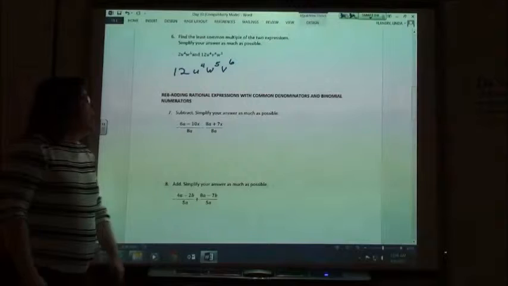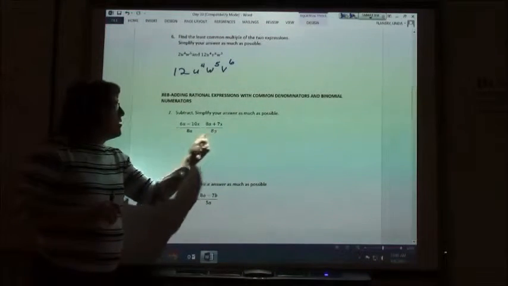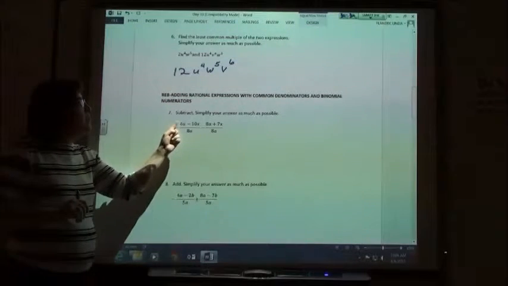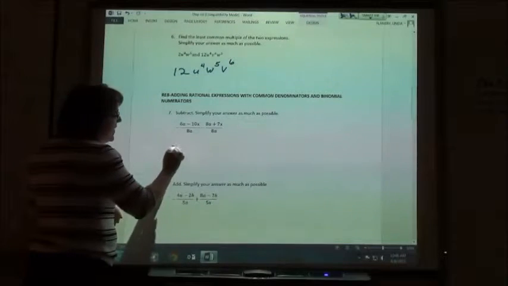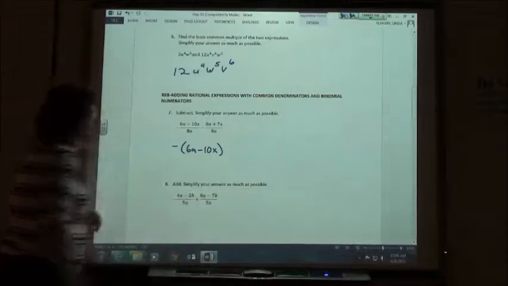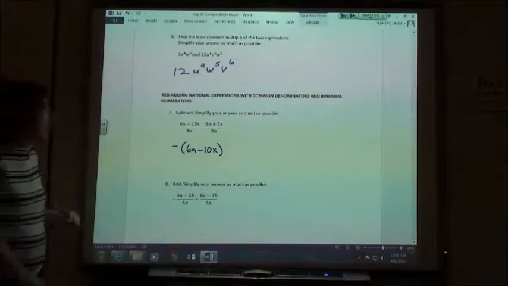The next ones, we are adding and subtracting rational expressions, fractions, with a common denominator and binomial numerators. They're going to start us out where we already have a common denominator. We don't have to make one. However, we're going to have to distribute if we have a negative in front. So you want to think of this as having this on top of your fraction with the negative out in front, and that I have to distribute that out.